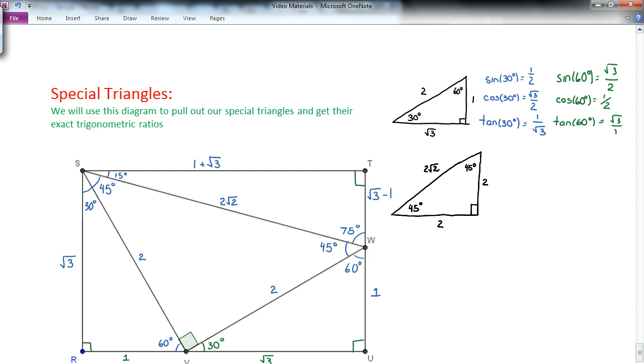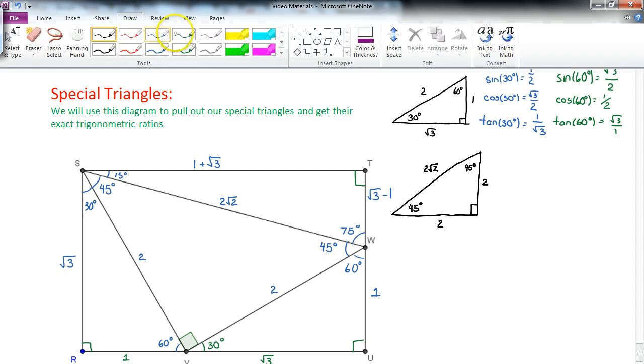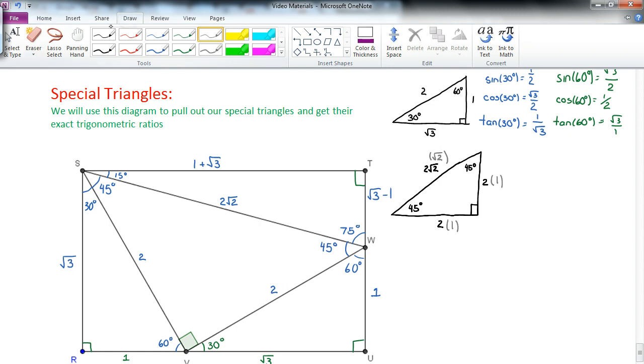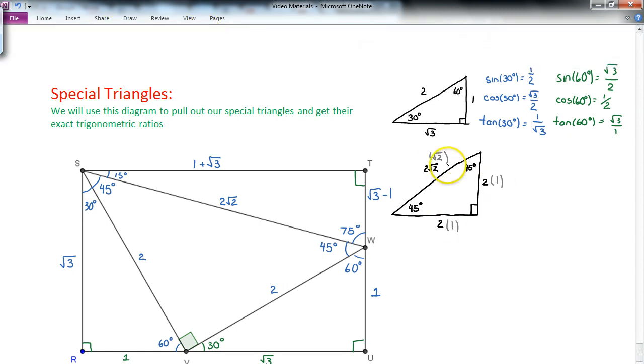Now, what you can do here is remember, sine, cos, and tan are ratios, right? So it doesn't matter what the lengths of the sides are, the ratio is always going to reduce to the simplest form. So if we have 2, 2, and 2 root 2, we can actually simplify this to 1, 1, root 2. And so we can write the ratios using either 2, 2, 2 root 2, or we can write the ratios using 1, 1, root 2. So let's actually write out the ratios using this simplified version of the triangle.